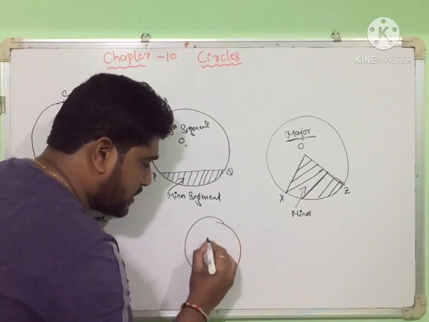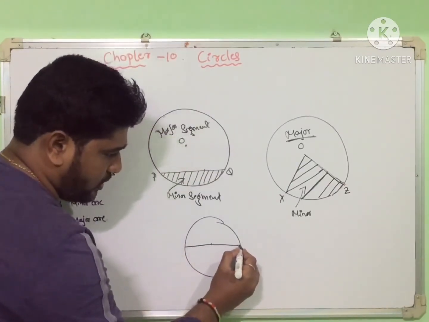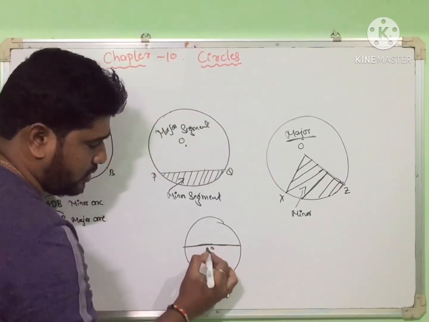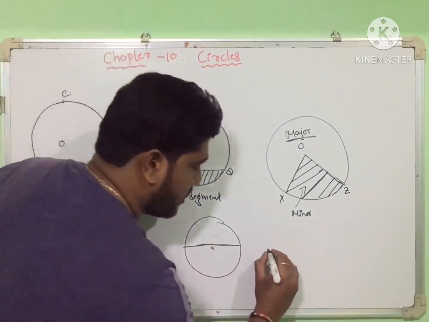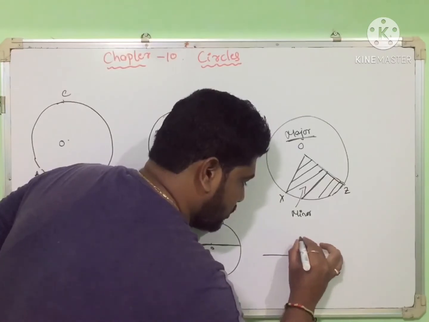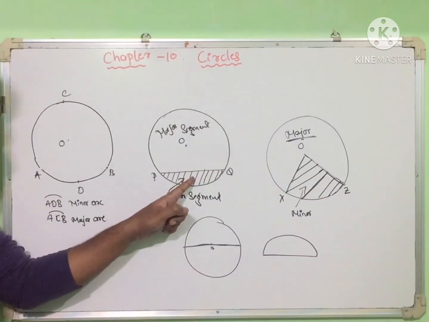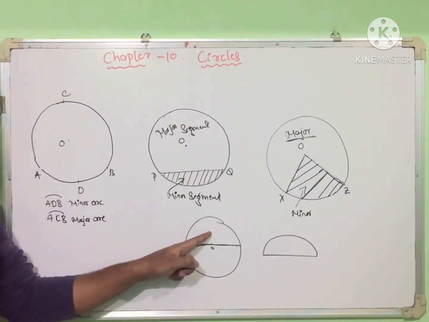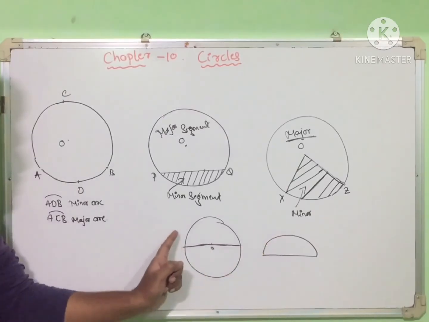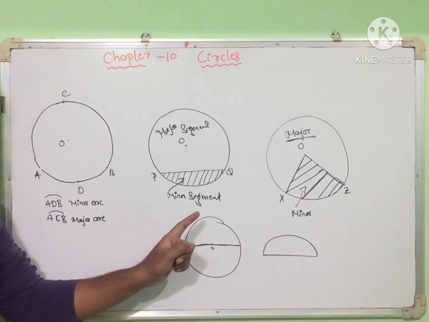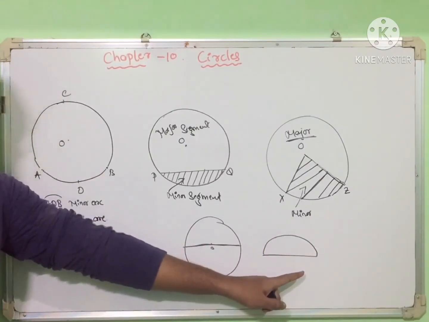So when the chord exactly divides the circle into two pieces, right? It means it is a semicircle, right? So this one is called a semicircle. It is a segment. It is a semicircle. Is it clear? So the area of a circle is equal to 2 pi r and the area of a semicircle is equal to pi r. Is it clear?